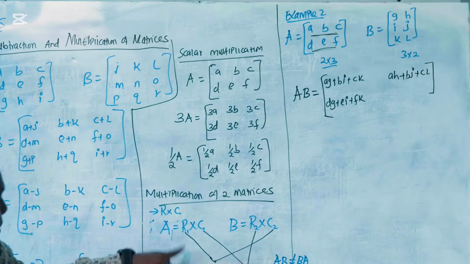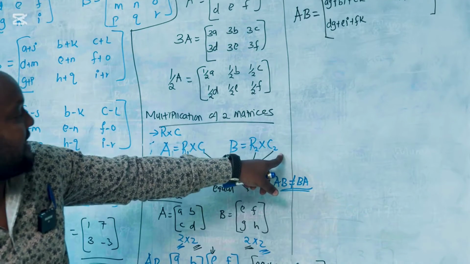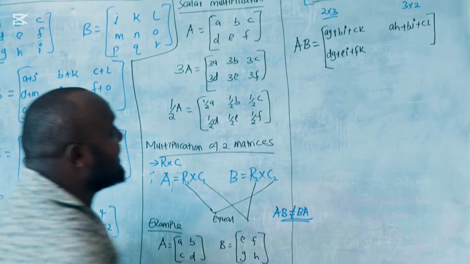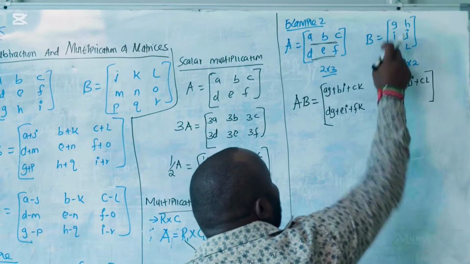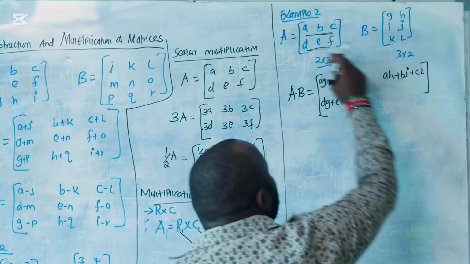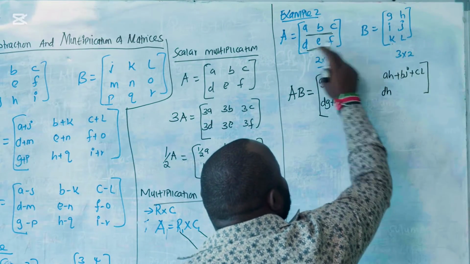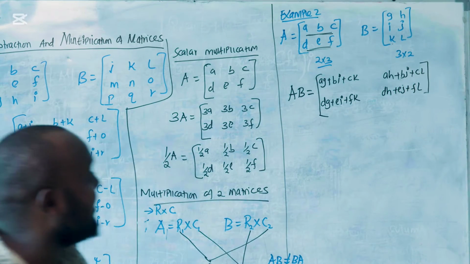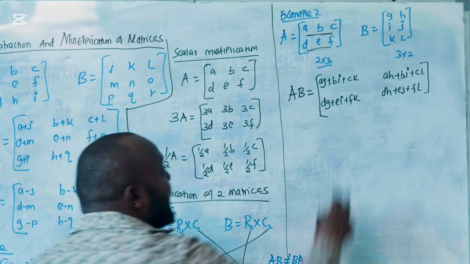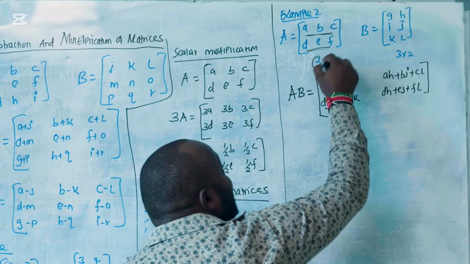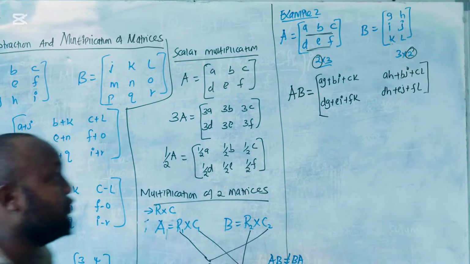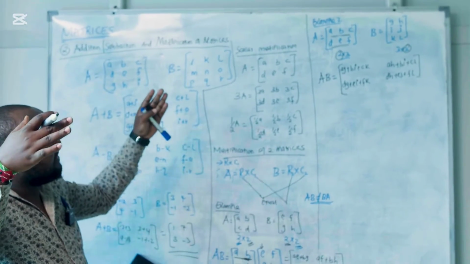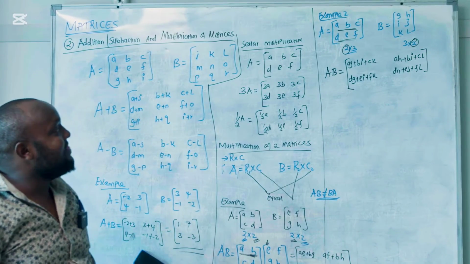That's why the number of columns of the first matrix must be the same as the number of rows in the other, so that the numbers we are multiplying match. So we are done with the second row, first column. Now the second column will be DH plus EJ plus FL. As you have seen, whenever you multiply a 2 by 3 matrix and a 3 by 2 matrix, we always get 2 by 2. The middle ones match, and we take the outer ones.